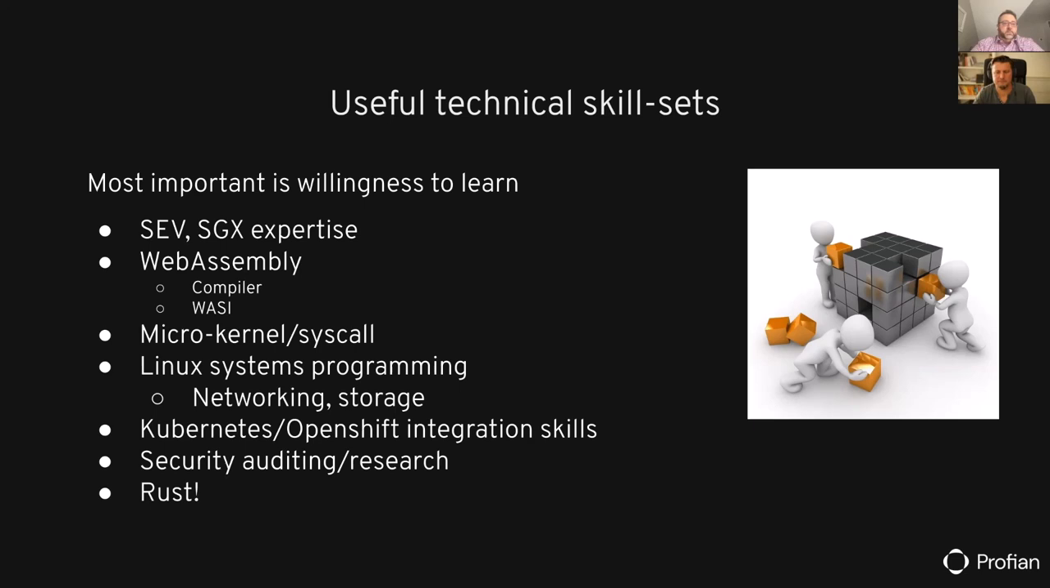And then, of course, we need to be able to integrate with Kubernetes and OpenShift. So if you just have distributed systems experience and deploying in cloud, these are all really great relevant skills. The last two are really just security, auditing, and research in Rust. Everything we have is written in Rust, with the exception of a little bit of inline assembly. So if you have any of those skills, please come join us.